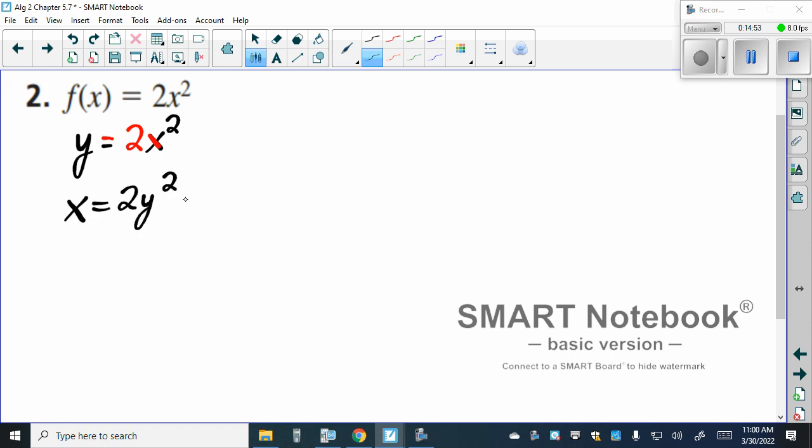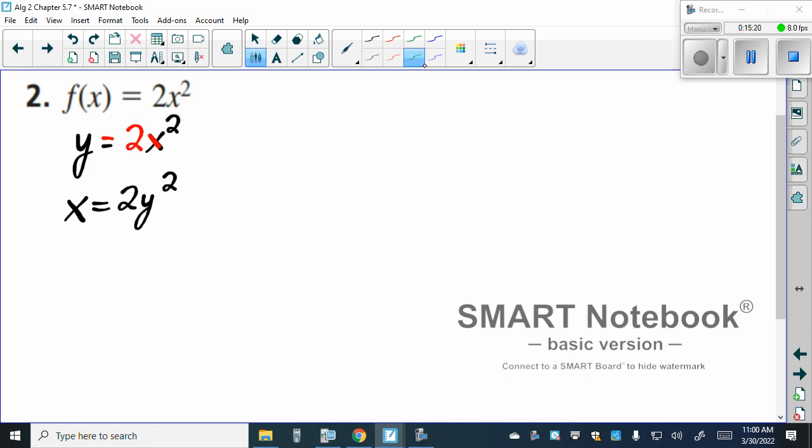2y squared. Now if we're comfortable understanding that f of x and y are the same thing, we could just jump to that second step. Because we could just go from f of x equals 2x squared to x equals 2y squared, because we know f of x is y, and we're switching it. We can do that in one step. If y'all feel comfortable doing that, go on and do that. If not, let's write it out step by step.